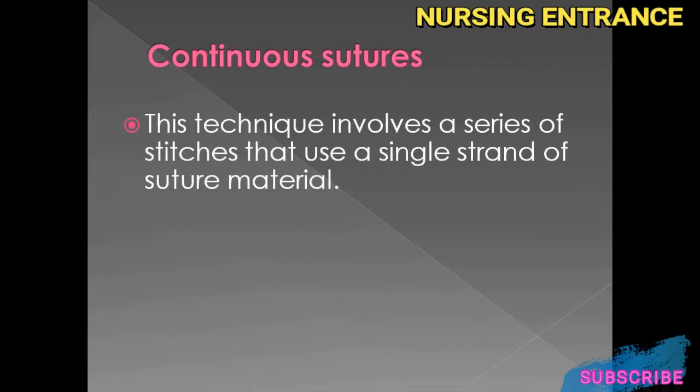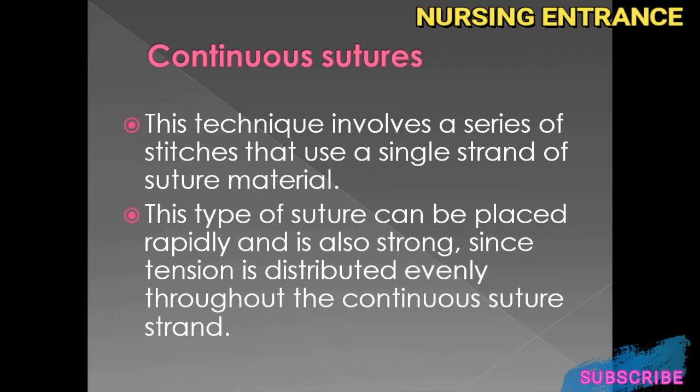First one, continuous sutures. This technique involves a series of stitches that use a single strand of suture material. This type of suture can be placed rapidly and is also strong, since tension is distributed evenly throughout the continuous suture strand.